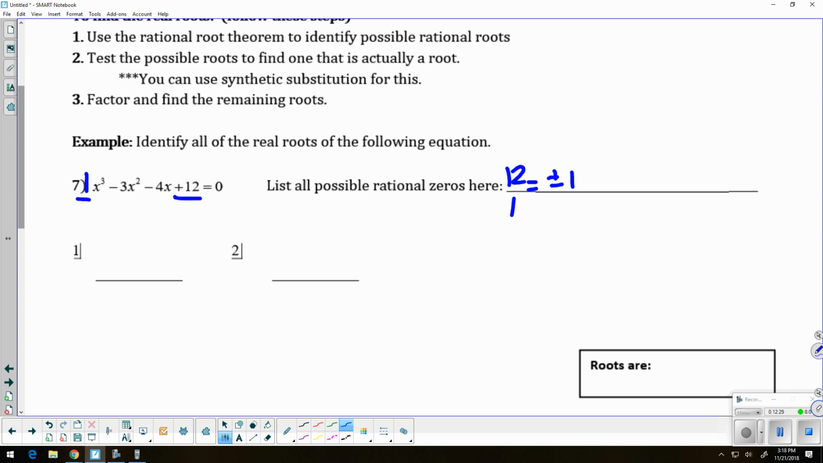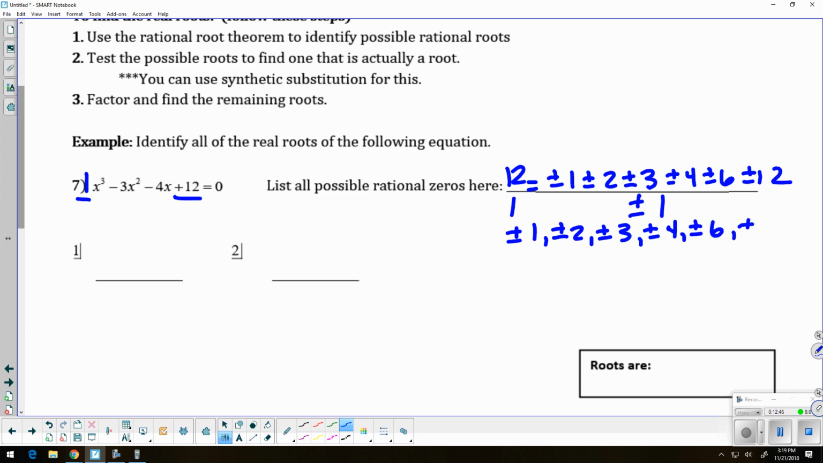Okay, listing out the factors, we got 1, 2, 3, 4, 6, and 12. Bottom, that's just 1. Okay, so the actual list would just be plus and minus 1, 2, 3, 4, 6, and 12, since they're all over 1. And now we have to actually start testing these and find one that works. So it looks like it's already kind of set up for you. They put positive 1 inside the box, setting up for synthetic.